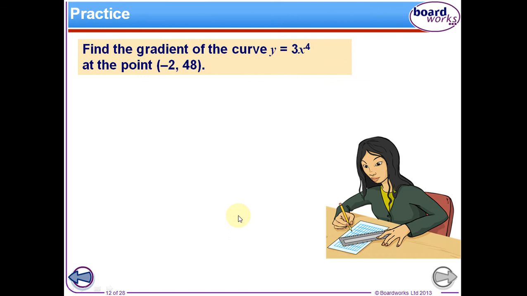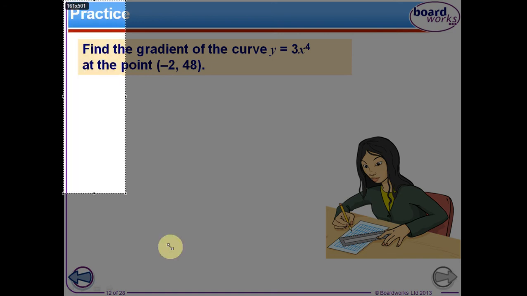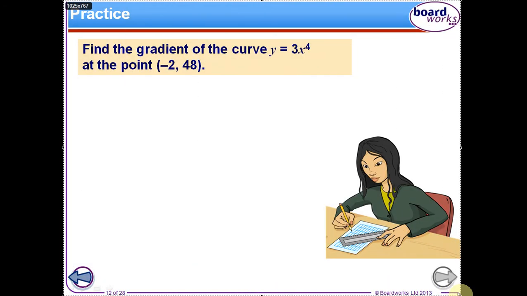Find the gradient of the curve y equals 3x raised to power 4. If you look at this, what type of function is it? That's a polynomial. The first thing is to differentiate this function, so you find dy/dx. How do you differentiate a function with respect to x? You bring the power back: 4 times 3 is 12, so 12x. Then you take away 1 from the original power, which gives 3.